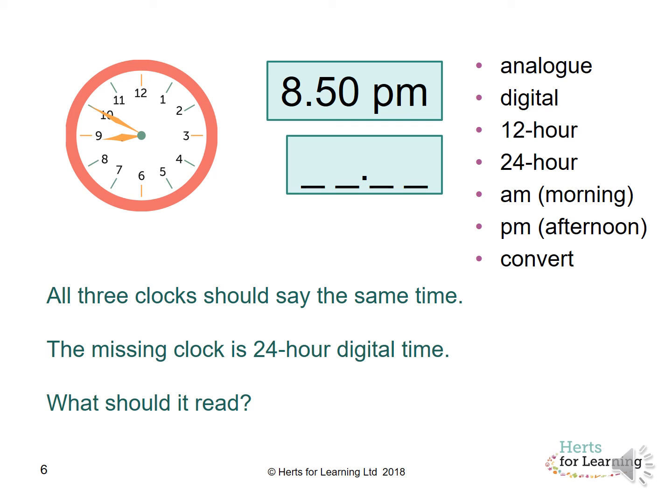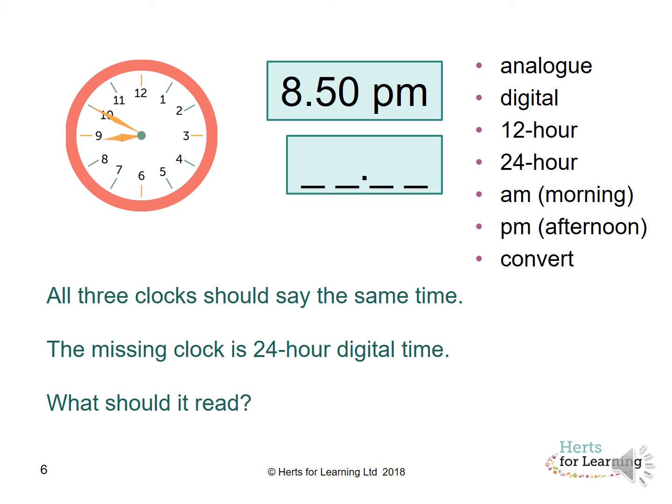Looking at all 3 clocks, they should say the same time. The missing clock is the 24-hour digital time. What should it read? Have a think. Pause the video. 20.50. You don't have to write PM because 20 will indicate it is in the 24-hour clock. The analog clock is showing 10 to 9.